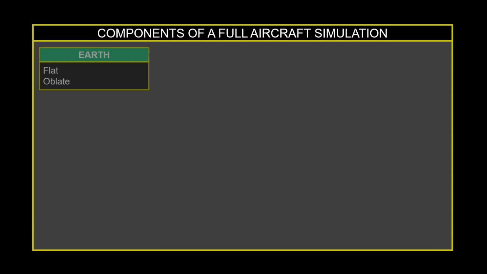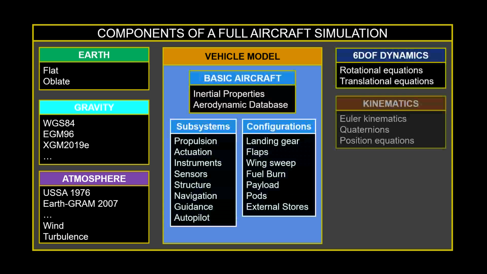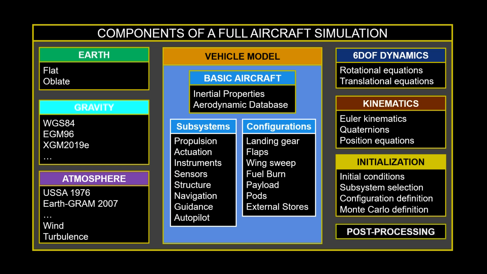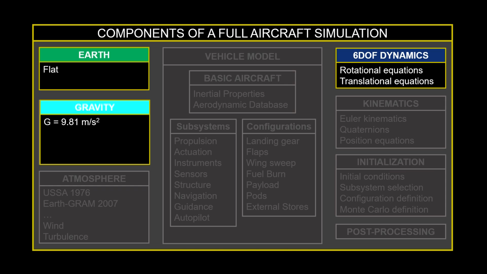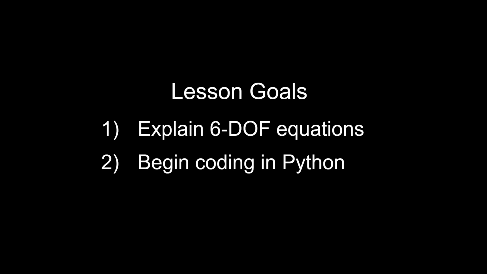Previously, we looked at the components of the aircraft simulation. Here we're going to focus on the 6th degree of freedom dynamics under a flat Earth assumption. This is the beginning of our simulation development. Our goals are to explain the 6th degree of freedom equations and then begin construction of an aircraft simulation in Python. This series is going to build the simulation piece by piece, coding along the way.